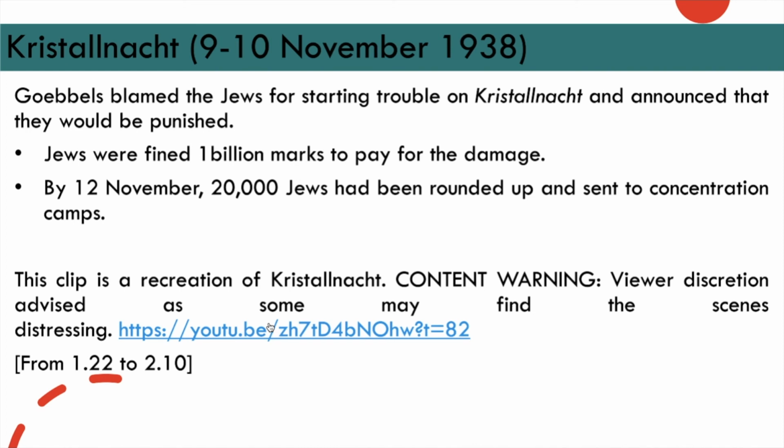Now, there is a clip here from The Book Thief, which you may have watched in Key Stage 3. It is a recreation of Kristallnacht from 1 minute 22 to about 2 minutes 10. Viewer discretion is advised because some may find these scenes very distressing.